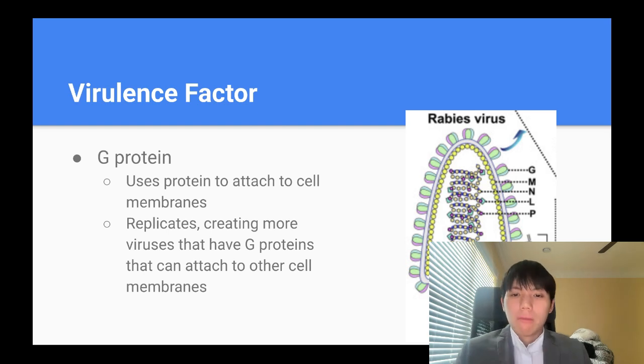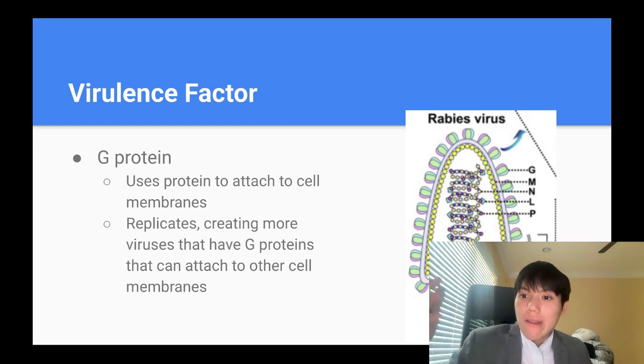It uncoats to RNP and replicates, creating even more viruses with G proteins to help them attach to other host cells to replicate even further. As you can see from the image, the G protein exists on the envelope and it uses that to attach to other host cell membranes.